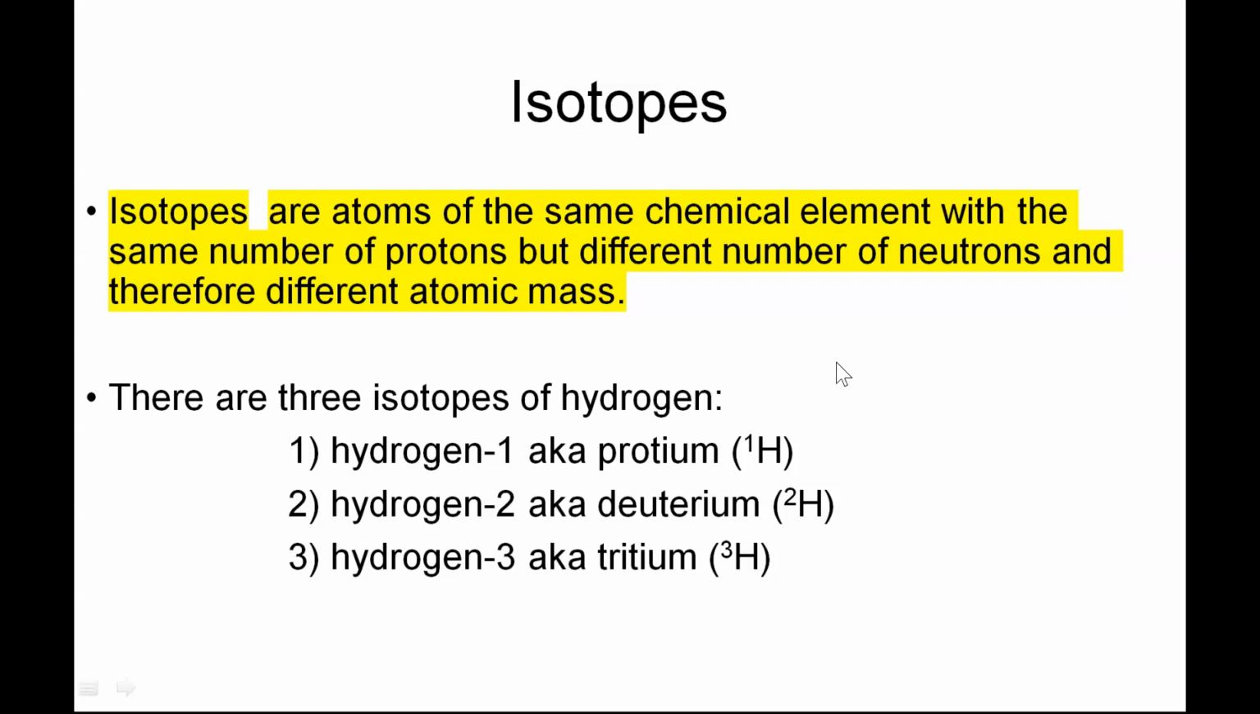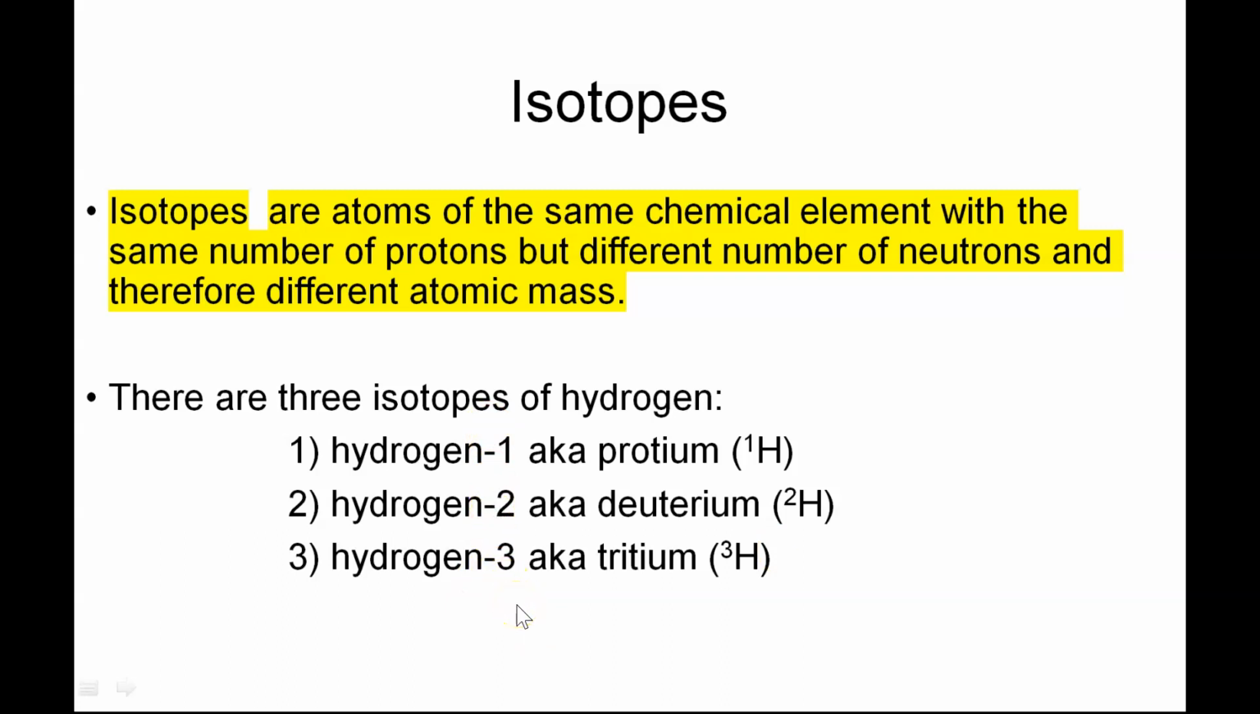So for the hydrogen element, we have 3 isotopes, which are shown here for your convenience. And those isotopes are called hydrogen 1, also known as protium, hydrogen 2, also known as deuterium, and hydrogen 3, also known as tritium. So why are those isotopes of hydrogen called hydrogen 1, hydrogen 2, and hydrogen 3?